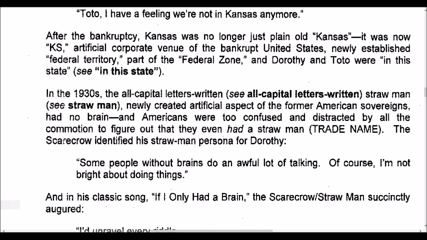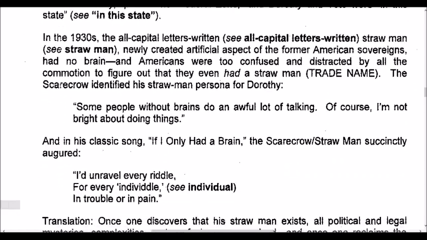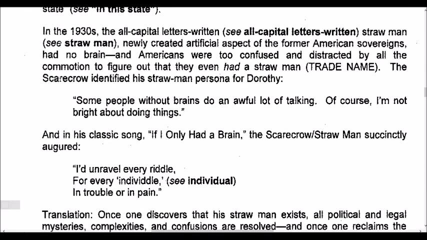In the 1930s, the all-capital letters written straw man, newly created artificial aspect of the former American sovereigns, had no brain, and the Americans were too confused and distracted by all the commotion to figure out that they even had a straw man or trade name. The Scarecrow identified his straw man persona for Dorothy. Quote, "Some people without brains do an awful lot of talking. Of course, I'm not bright about doing things," unquote.